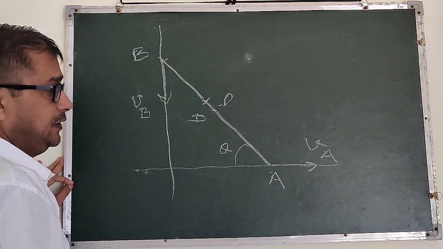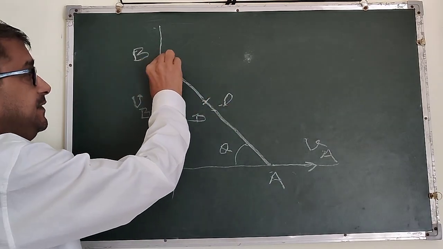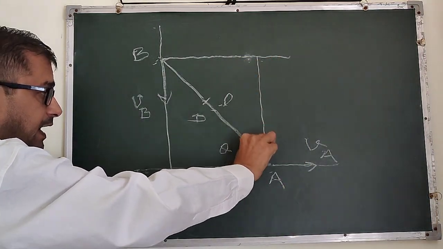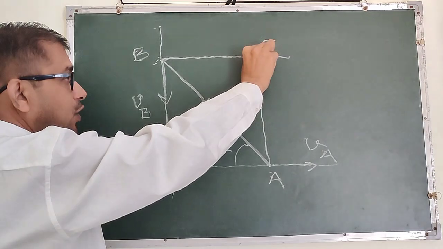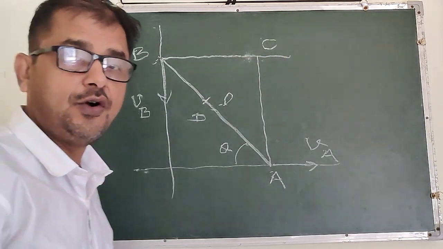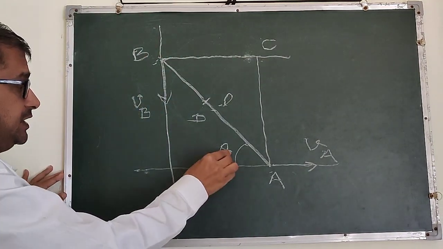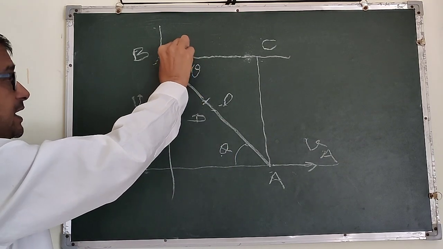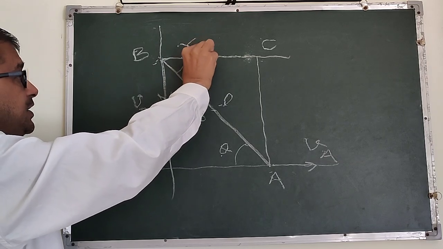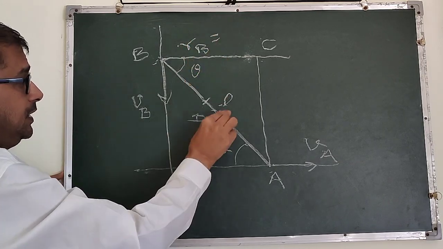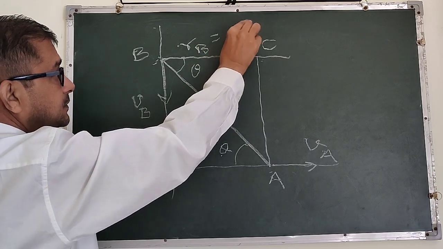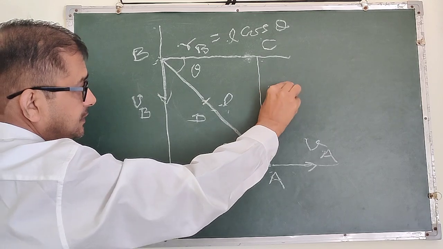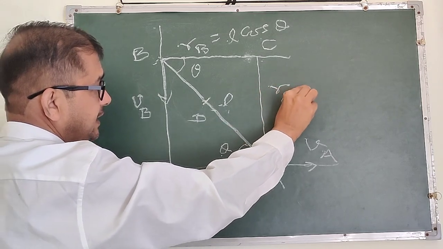Then what will we do? First, draw the perpendicular on this velocity as in the previous concept, and second on this velocity, and this will be the point of intersection. This will also be our instantaneous axis of rotation. And as you know, this is theta, then the alternate angle will also be theta. So this is RB, and RB is equal to L cos theta. And similarly, RA is L sin theta.